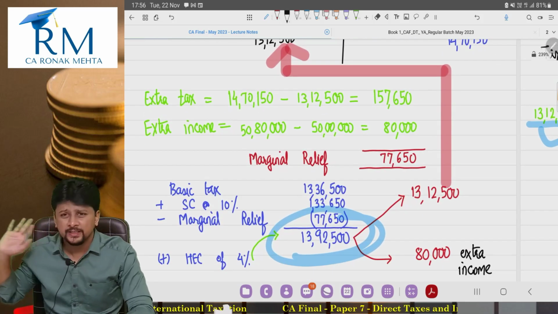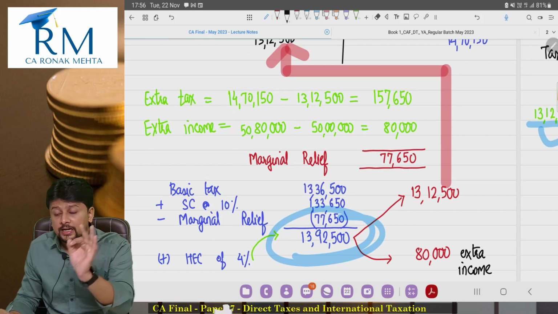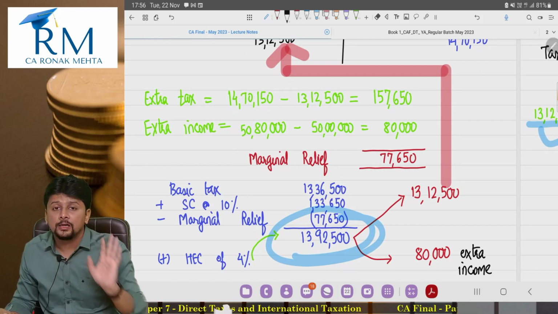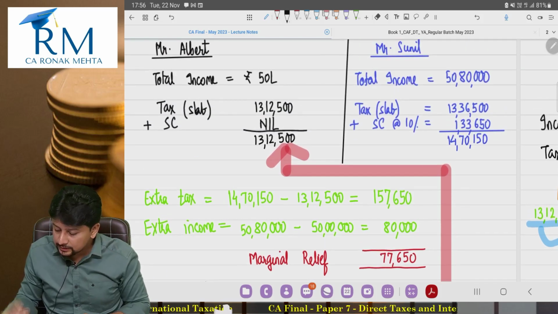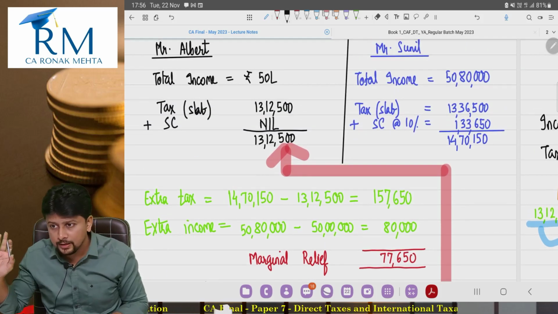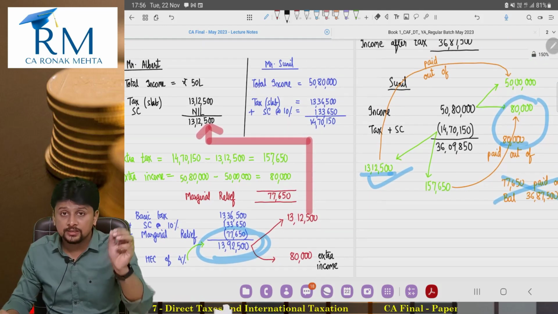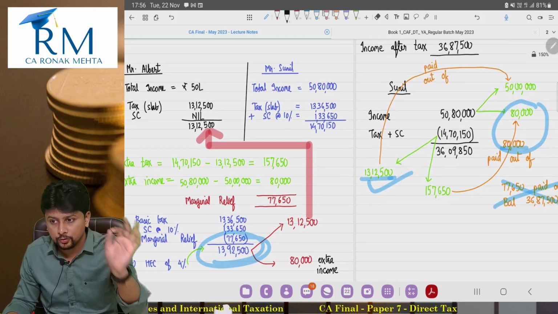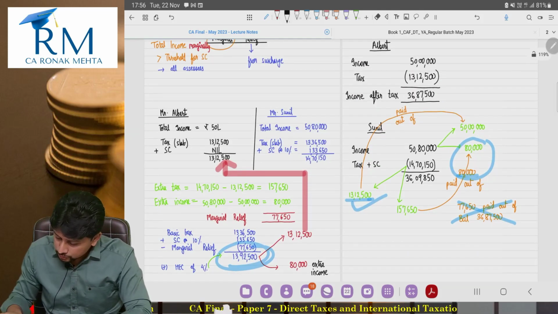By 77,650. How did I get 77,650? Extra tax minus extra income. What is extra tax? Extra tax is 14,70,150 minus 13,12,500.